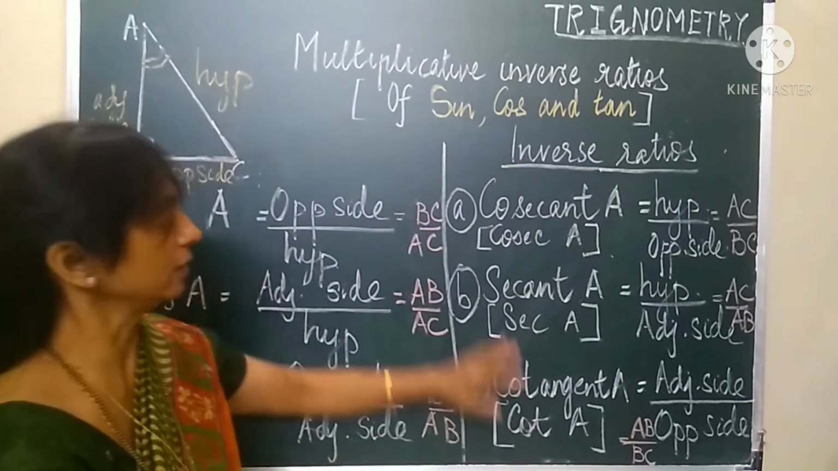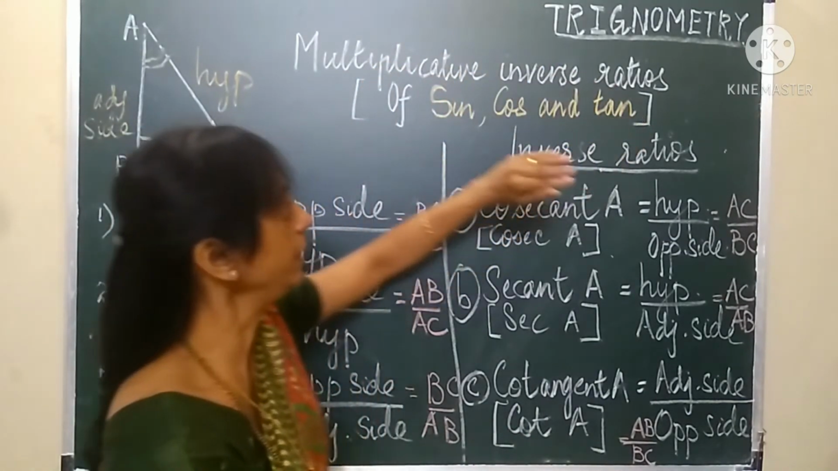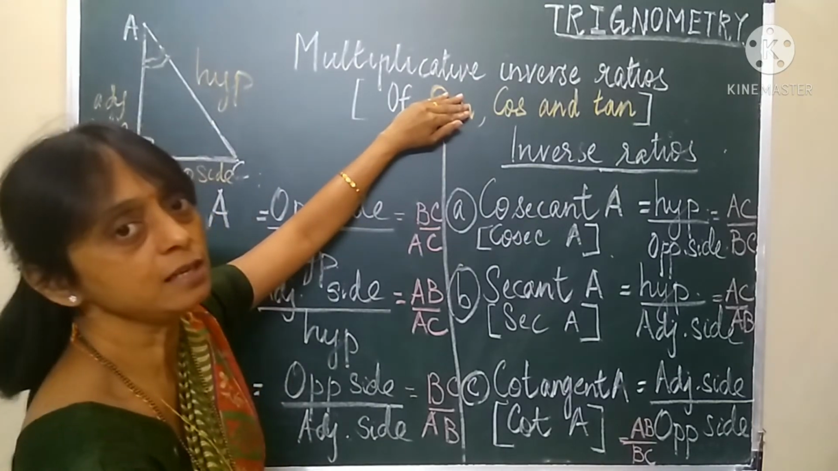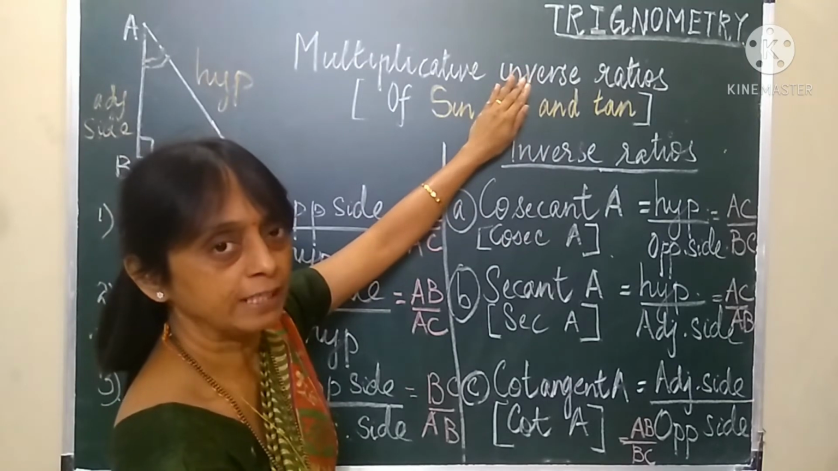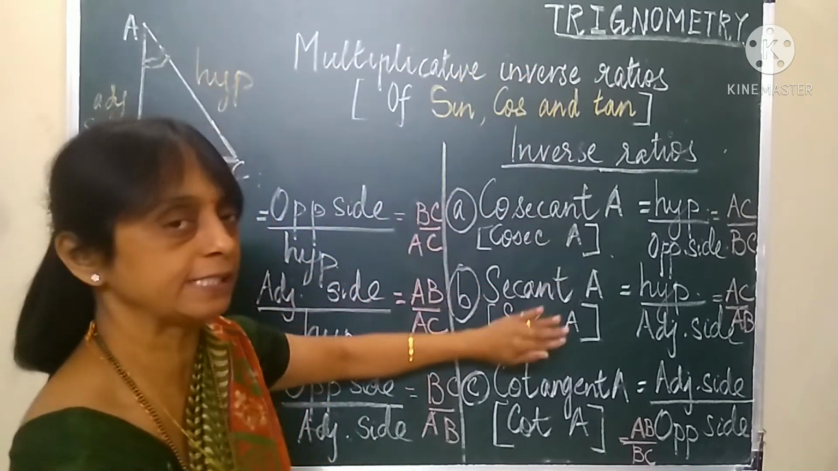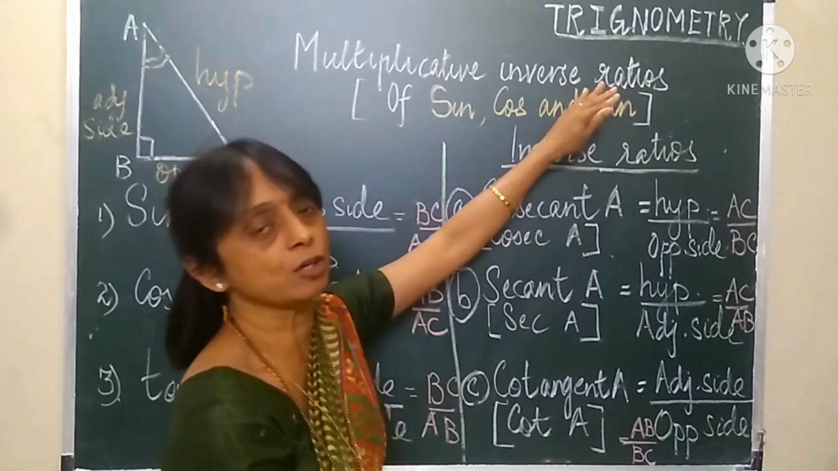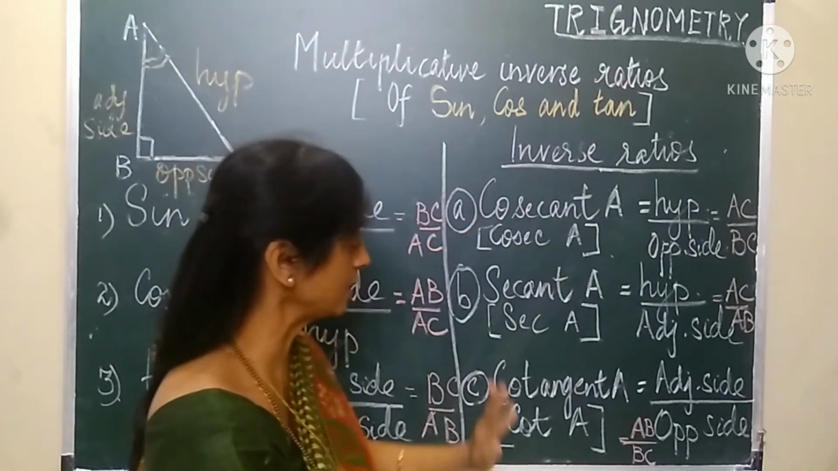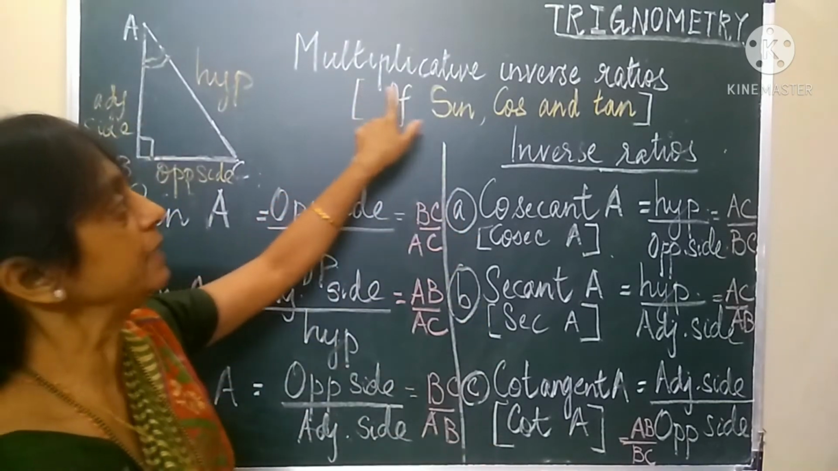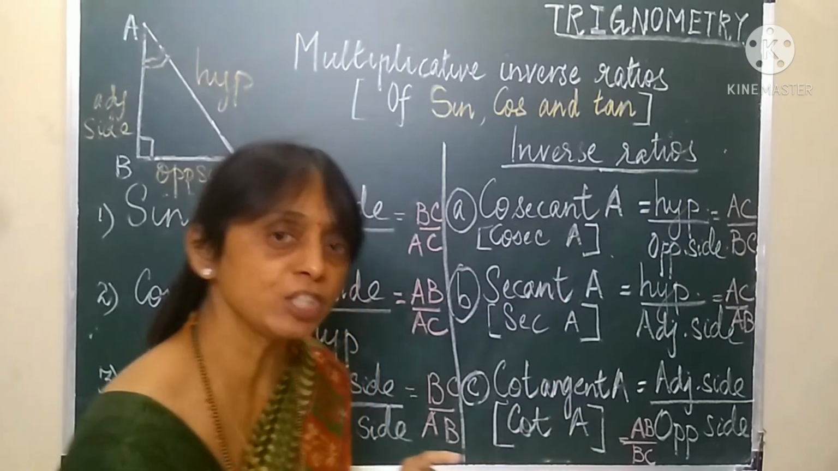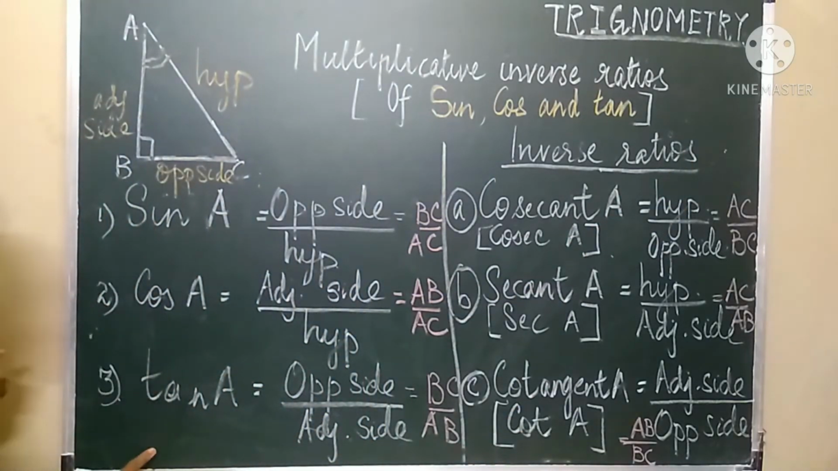tan is cot. Cosec, sec, cot. Once again I repeat, sine of any acute angle, its inverse ratio is cosec, cos of any acute angle, its inverse ratio is sec, and tan of any acute angle, its inverse or reciprocal ratio is called cot. So cosec, sec and cot are the multiplicative inverses of which three trigonometrical functions? Sine, cos and tan.